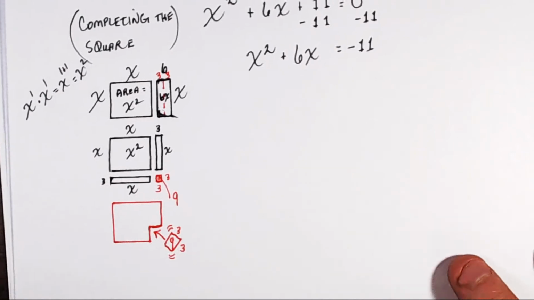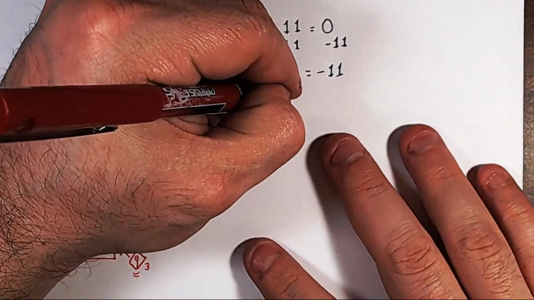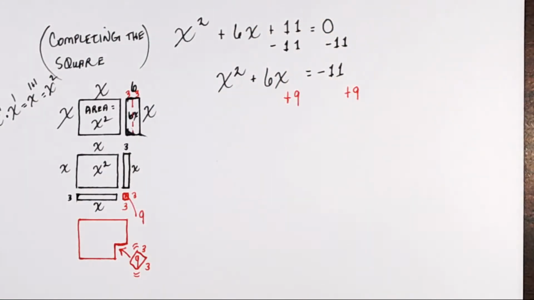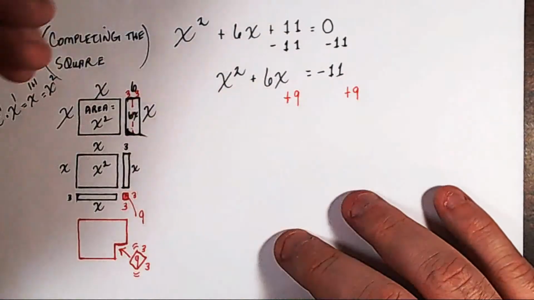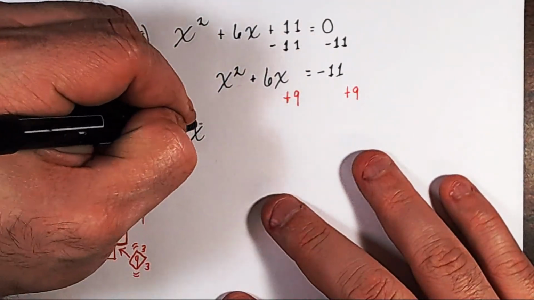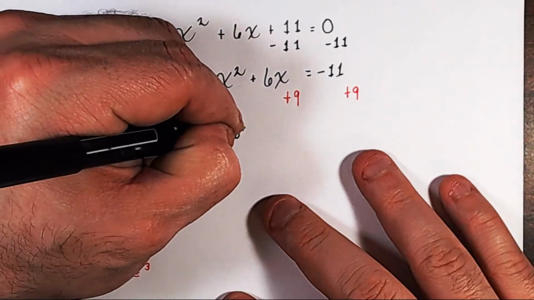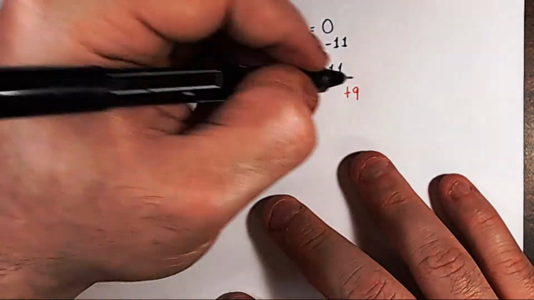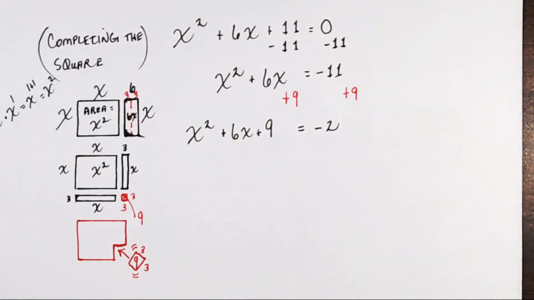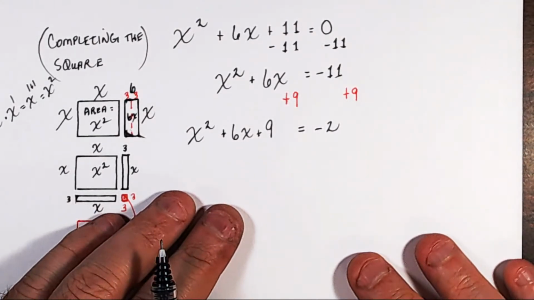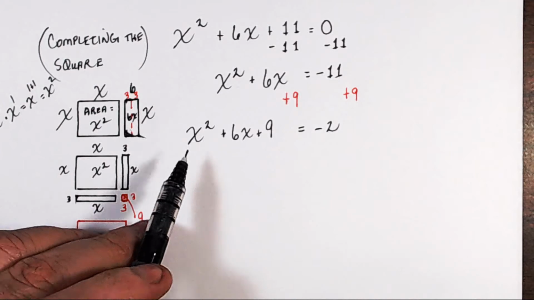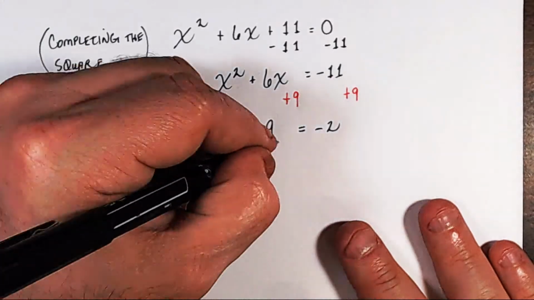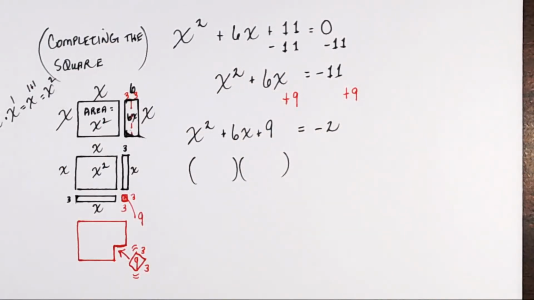What you do with that 9 is you add it to both sides of your equation, just like that. And we'll rewrite the equations now to show what we've done. Got x squared plus 6x plus 9 equals negative 11 plus 9, which is negative 2. Now the beautiful thing about the completing the square method is that on the left side we have created for ourselves something that can be factored into a perfect square.